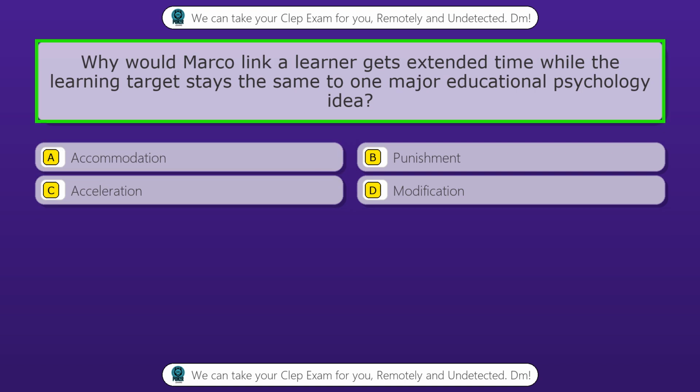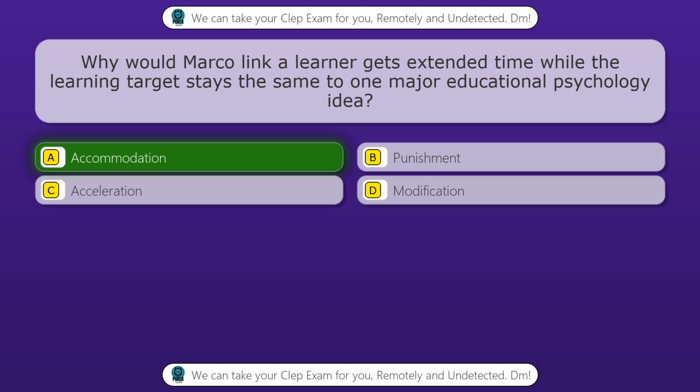Question 64. Why would Marco link a learner gets extended time while the learning target stays the same to one major educational psychology idea? Option A, accommodation. Option B, punishment. Option C, acceleration. Option D, modification. The correct answer is option A, accommodation.